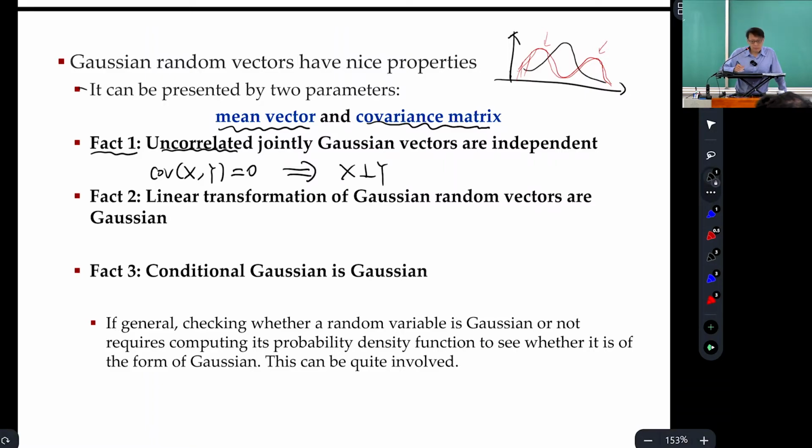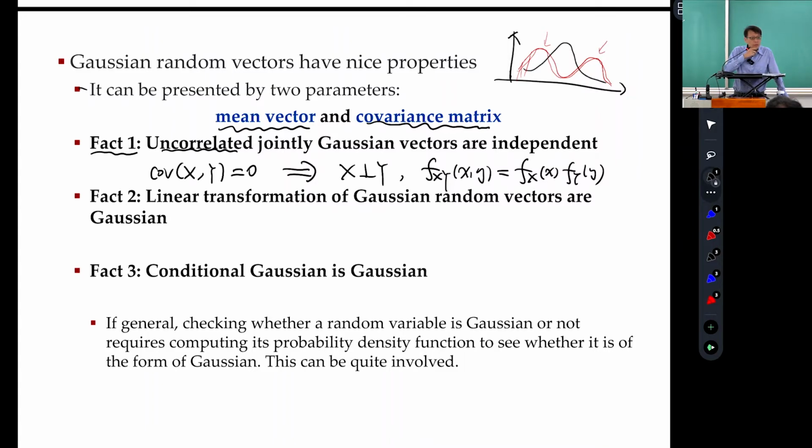What does this mean? f_xy, the joint distribution, equals the marginal multiplied by each other. Okay, uncorrelation means independence. That's a special case, property for Gaussian.